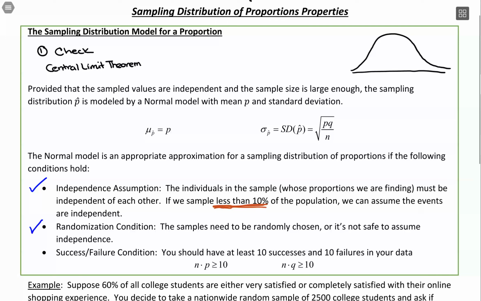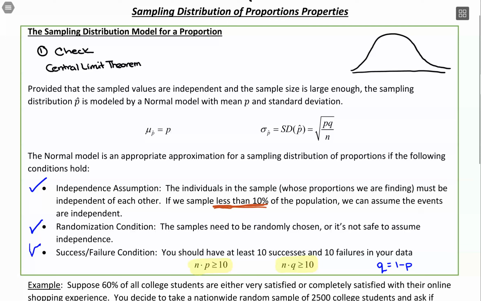And then the piece where we need to show work is the success-failure condition. That's where we'll take our sample size times our population proportion and make sure that's more than or equal to 10. And then we'll also take our sample size times 1 minus that population proportion. So q is just 1 minus p, and make sure that that's also more than or equal to 10. They both have to be more than or equal to 10 for us to pass that success-failure condition.